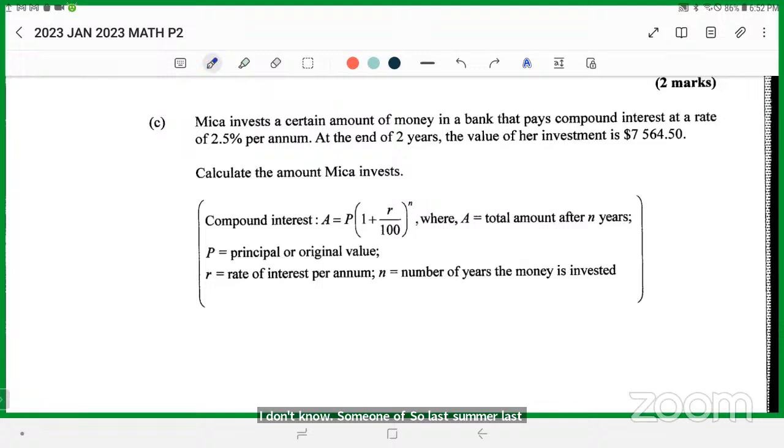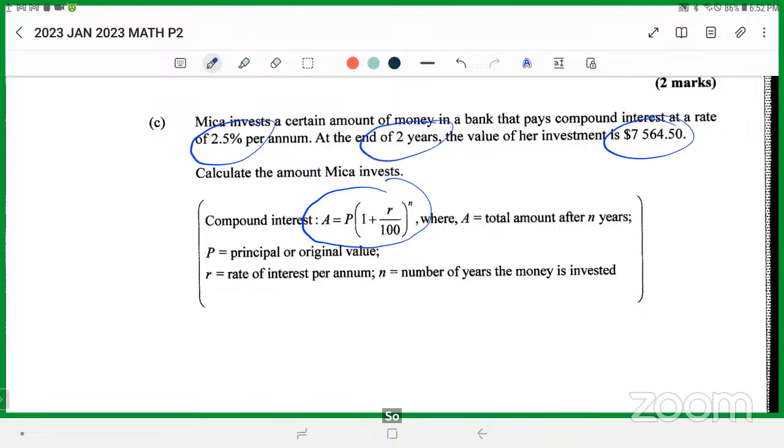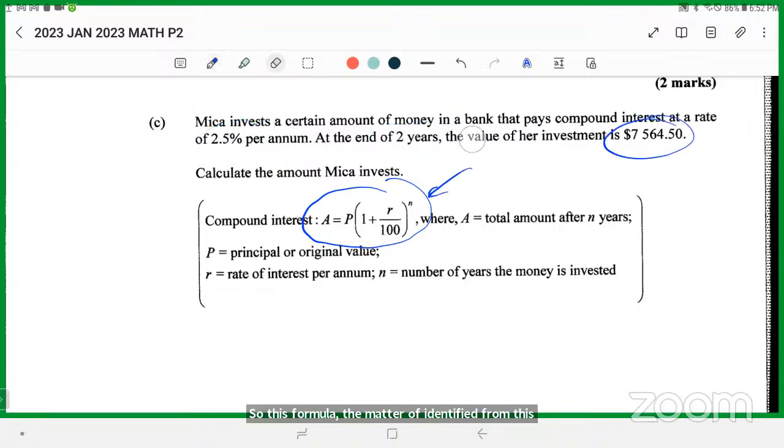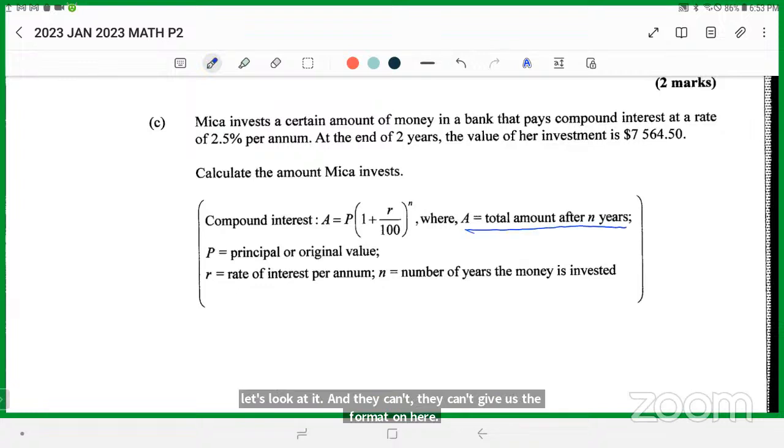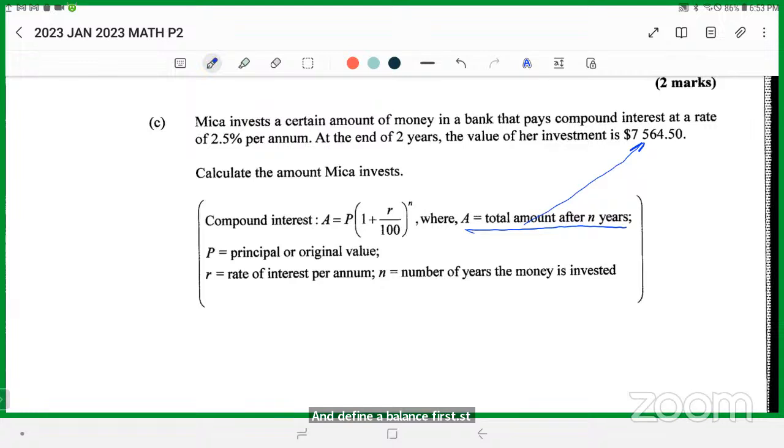All right. So this is the value of the investment, and they give us a formula. It says the compound interest formula is this, and they're asking us to calculate the amount of our investment. This is a matter of identifying from this information what they have given us and what we are trying to find. They give us the formula down here and define the values for us. So A is the amount after n years. So A is really this, the value of the investment.